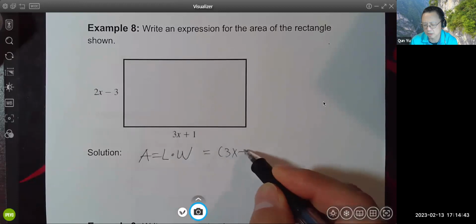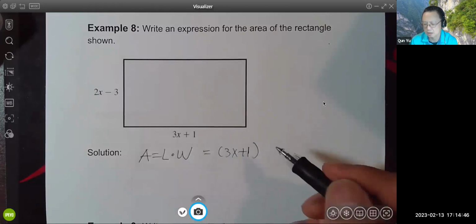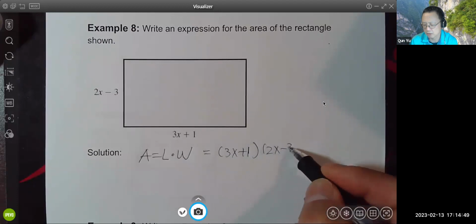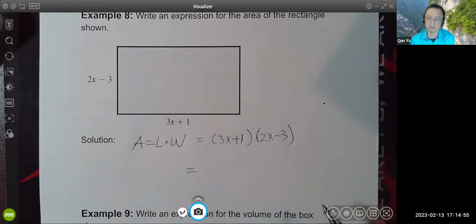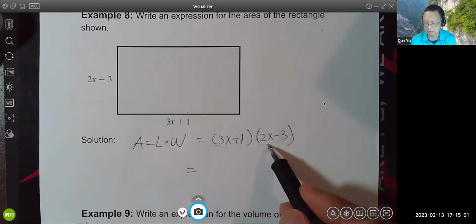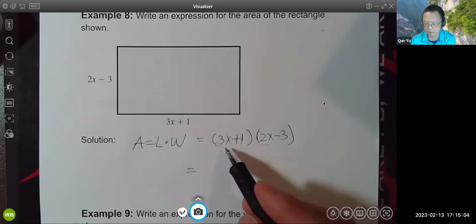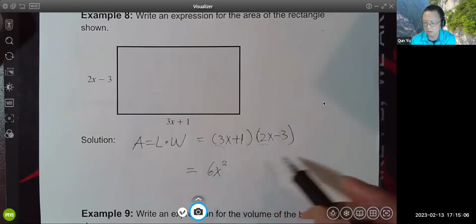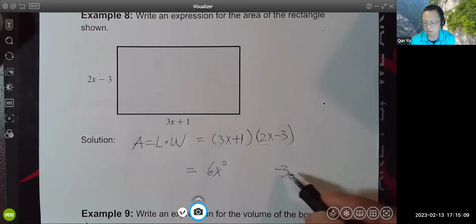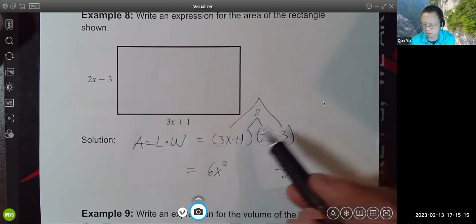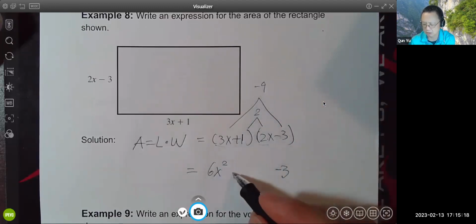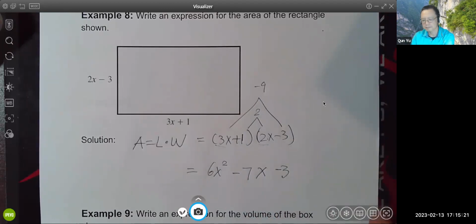Length is 3x plus 1, and width is 2x minus 3. So we can do this multiplication fairly quick because we already know the structure of the result. You have an x squared term, you have an x term, and you have numbers. The x squared term has to be x times x. That's a 6x squared. Number times number gives you another number. The middle term comes from these two terms. This is a positive 2, and this is negative 9. So totally negative 7 for x terms. Yeah, that's the final answer.